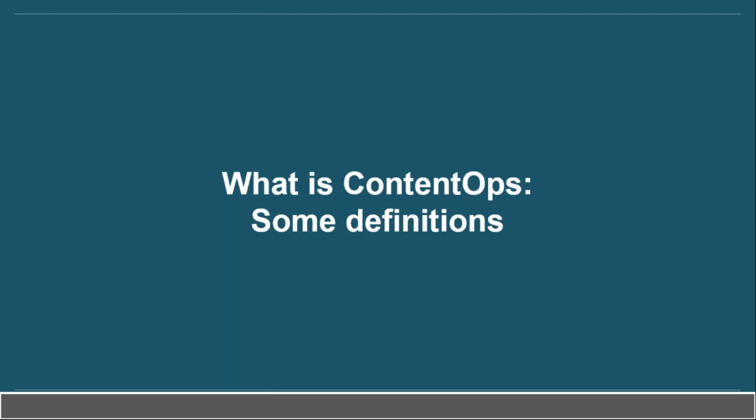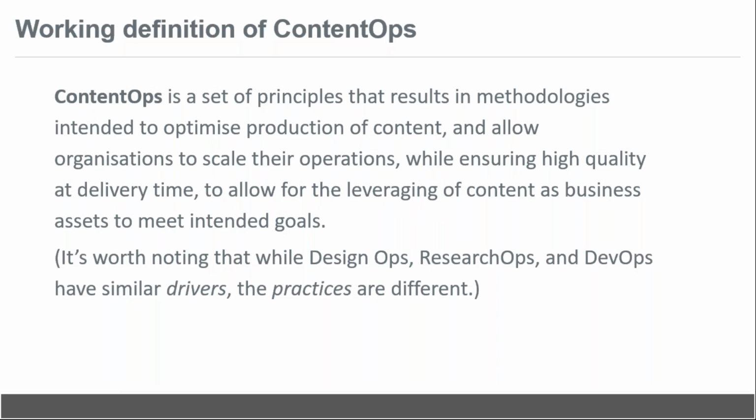So let's move now to content ops, because we've talked about content strategy, but really the idea of a strategy is to create an operational model. So let's look at content ops. Content ops is a set of principles that results in some method that you're going to use to optimize the production of content. So usually it's around scalability.